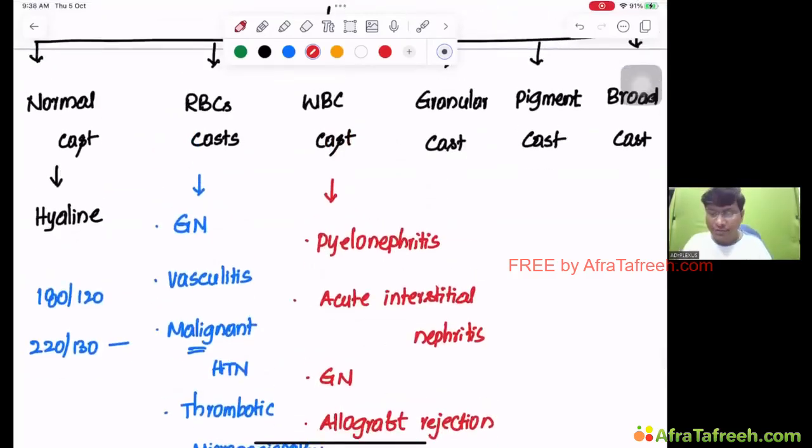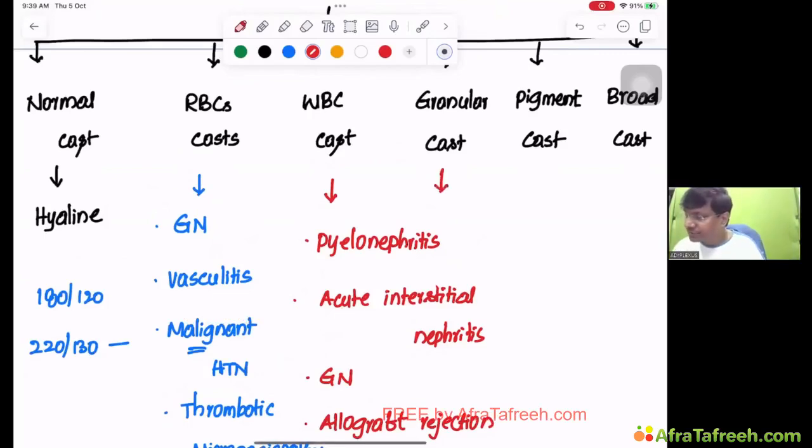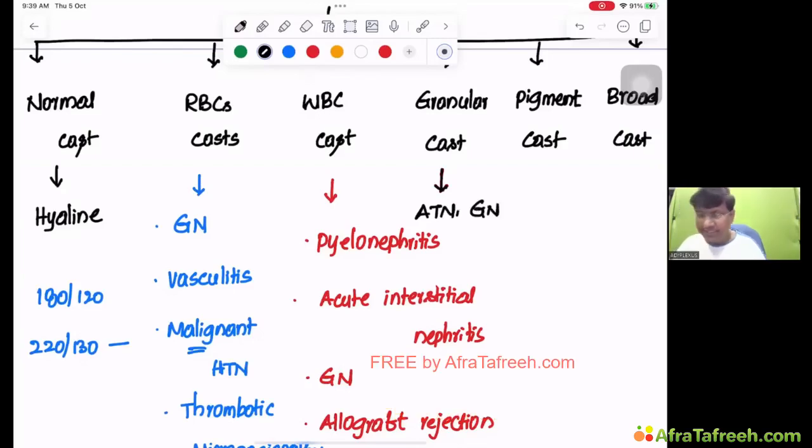Then coming to your granular cast. Granular cast is what you come across in patients with acute tubular necrosis, and then in conditions like glomerulonephritis. That is where you have this granular cast.